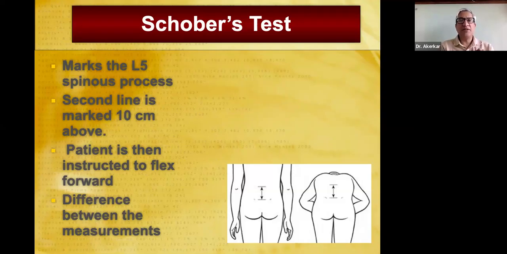The axial part, peripheral part, you can look for joint inflammation, you can look for enthesitis, you can look for dactylitis. But when it comes to examining the axial skeleton, you will be looking at flexibility of the spine. If the flexibility of the spine is reduced, that is an indirect marker of seronegative spondyloarthritis.